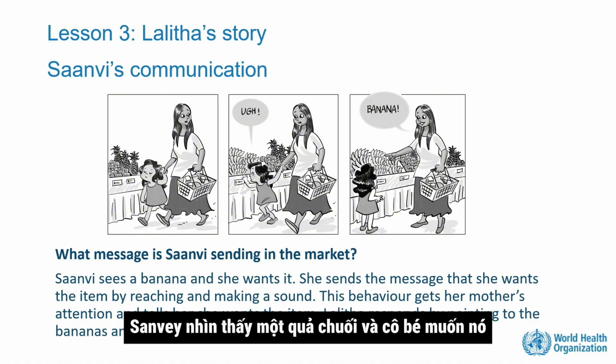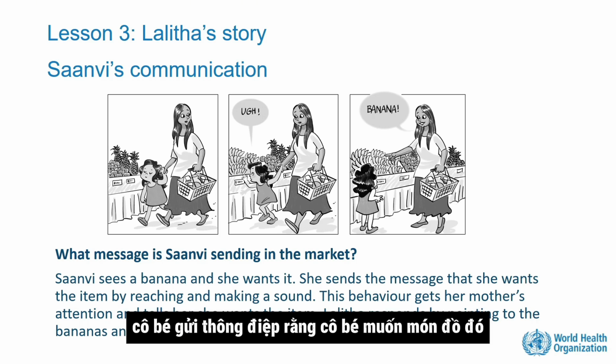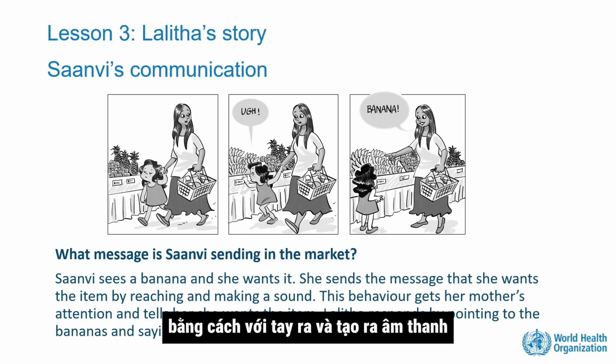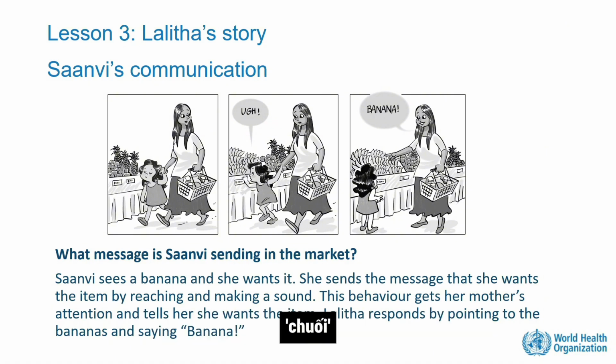Sanvi sees a banana and she wants it. She sends the message that she wants the item by reaching and making a sound. This behavior gets her mother's attention and tells her she wants the item. Lalitha responds by pointing to the bananas and saying, "Banana!"